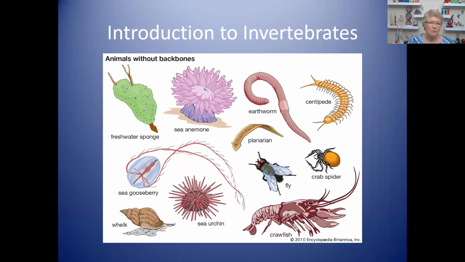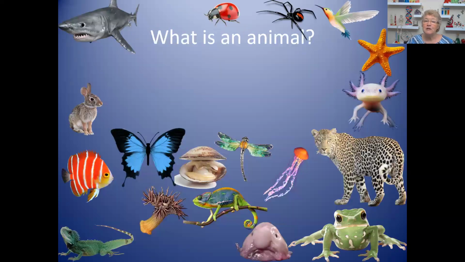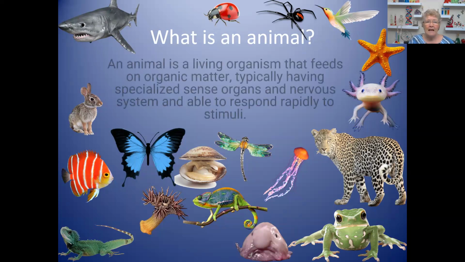In order to understand what that even means, we have to know what an animal is. We've got a good definition that we use. I'm going to read the definition and then we'll talk about the individual parts of it. An animal is a living organism that feeds on organic matter, typically having specialized sense organs and nervous system and able to respond rapidly to stimuli. Okay, so what does it mean to feed on organic matter?